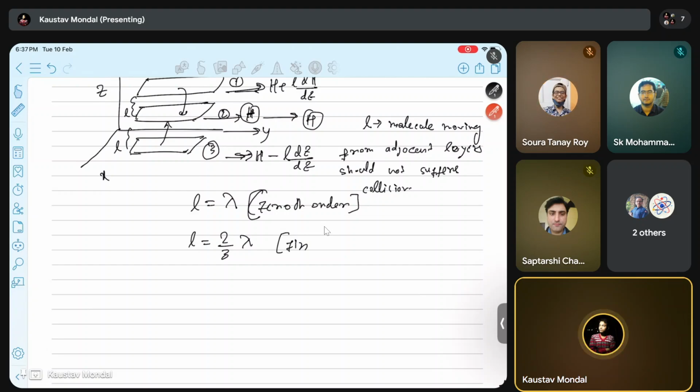Here it considers the velocity as fixed. The direction is only changing.